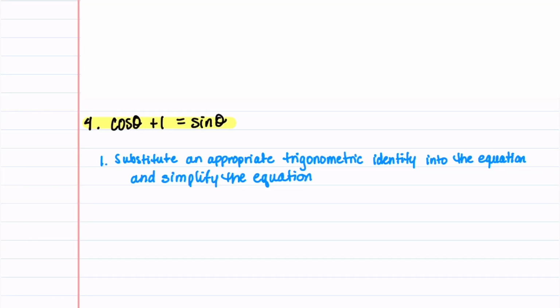In this video, I'm going to show you exactly how to easily find all solutions to this trigonometric equation, and then we'll find solutions in the interval from 0 to 2 pi.